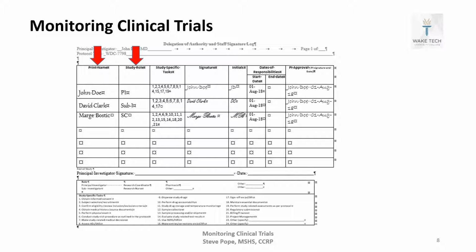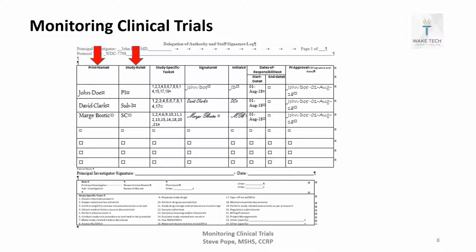In the first two columns, we're going to see a column for the printed name of the staff member. We're also, in the second column, we're going to see their study role. So as you can see, our first name on the list is our principal investigator, Dr. John Doe. You may or may not see medical titles on here. Many of the sites don't include those, but nevertheless, their study role is going to be indicated in the second column. So let's take a look at the guidelines for filling these out.